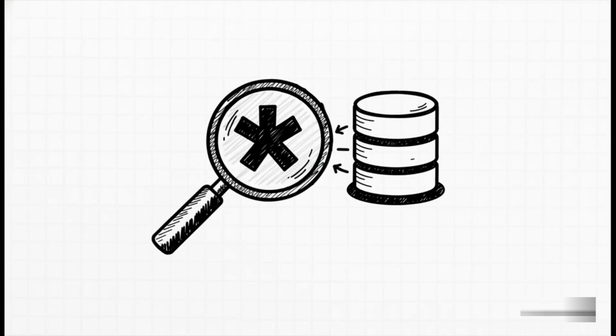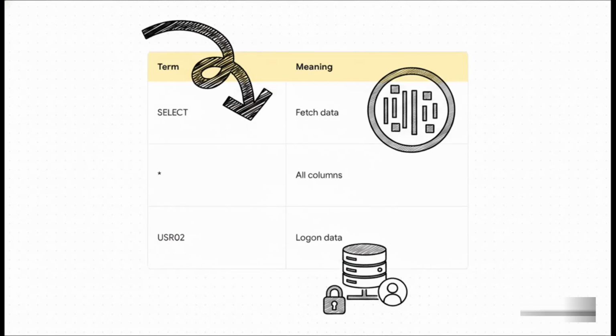Let's start with the absolute most basic but honestly most heavily utilized command you'll ever use to fetch data. The query is SELECT * FROM USR02, or as most people say, select star from USR02. It's simple, it's elegant, and it's pretty much the foundation of everything we do when querying a database. Let's actually break down the anatomy of that query piece by piece, just so we understand exactly what this code is telling the database to do.